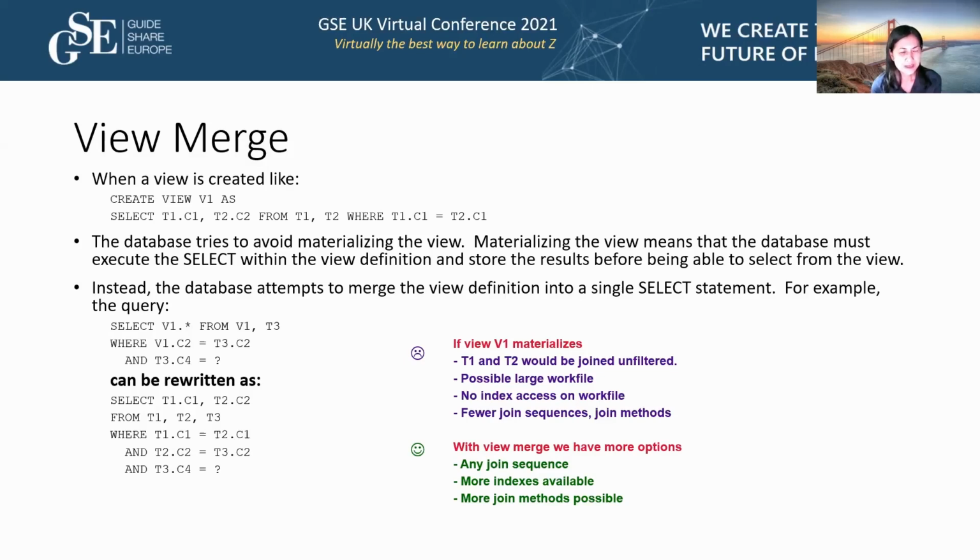If the view in this example can be merged, then we will have more join sequences. And you can see here, now we can have T1 inner join with T2 and inner join with T3. There are more indexes available and possibly more join methods.